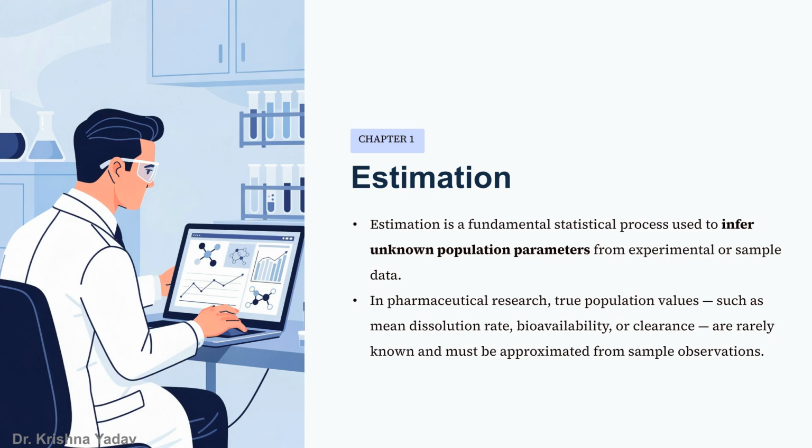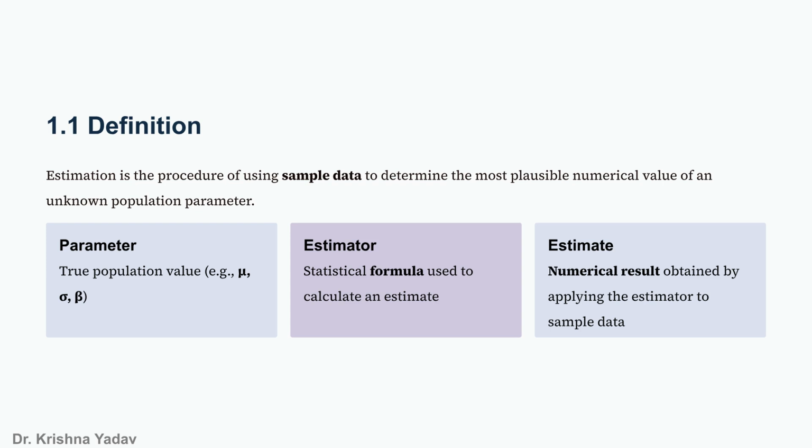In pharmaceutical research, true population values are often unknown and must be approximated from sample observations. The definition of estimation is the procedure of using sample data to determine the most plausible numerical value of an unknown population parameter. Key concepts include the parameter, the estimator, and the estimate.